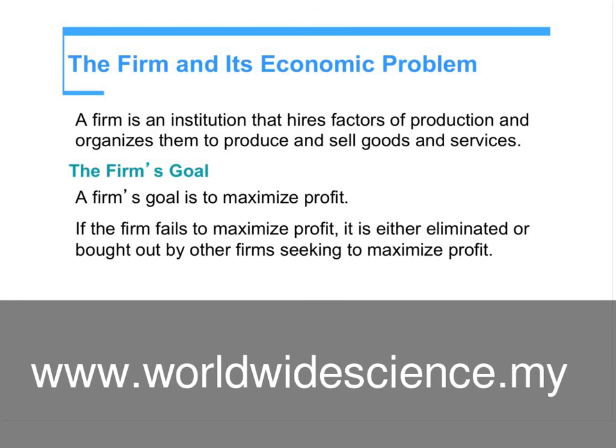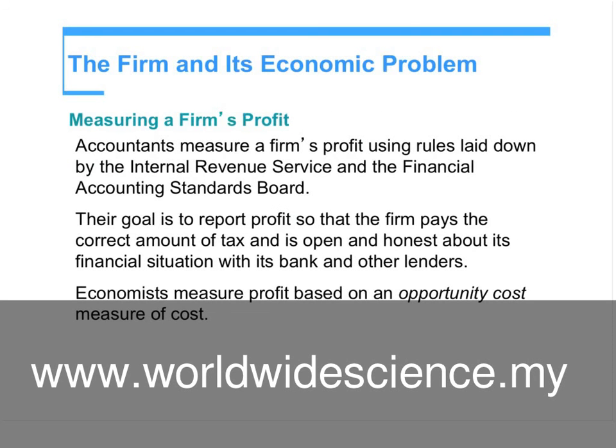So the firm and its economic problem, measuring a firm's profit. Accountants measure a firm's profit using rules laid down by the Internal Revenue Service and the Financial Accounting Standards Board. Their goal is to report profit so that the firm pays the correct amount of tax and is open and honest about its financial situation with the banks and other lenders.